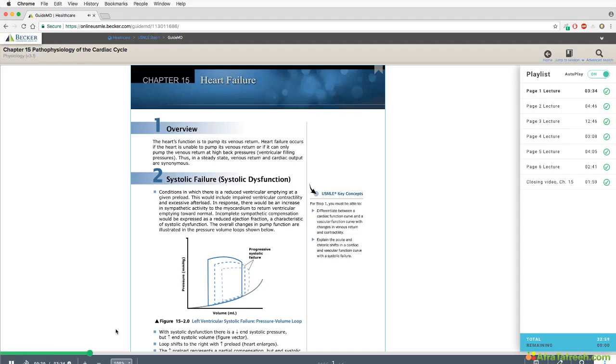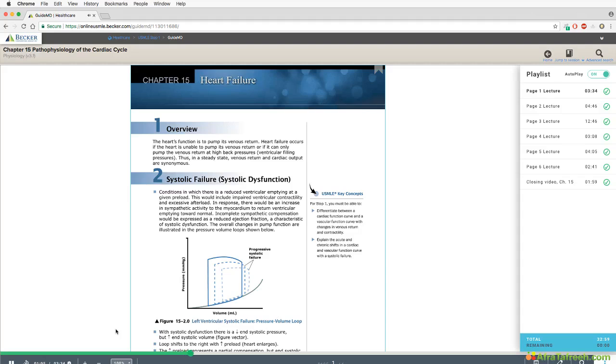Now, we're going to consider two different types of failure. The first is the most important. This is a systolic failure, creating a systolic dysfunction. And we stated earlier that systolic failure is a problem with contractility. This would include any condition in which there's reduced ventricular emptying at a given preload. This would include, again, a problem with ventricular contractility, but some texts would also say excessive afterload.